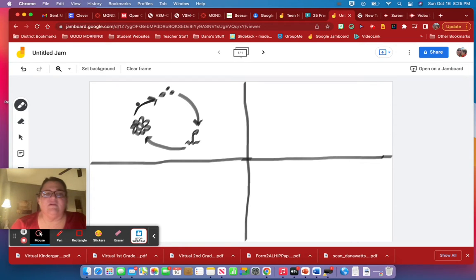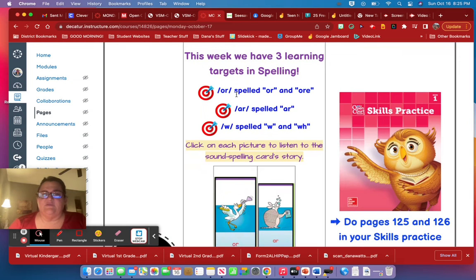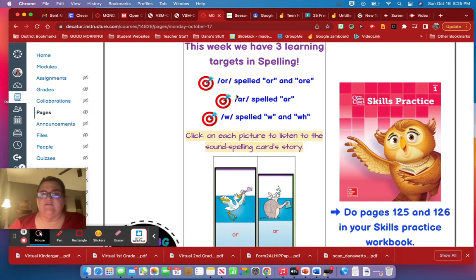Okay? All right. So in reading, it's all about life cycles. So you're going to learn about a plant life cycle in your first story and an insect life cycle in your second story. Okay, so now let's talk about the spellings that you're going to do this week, and for your spelling words.